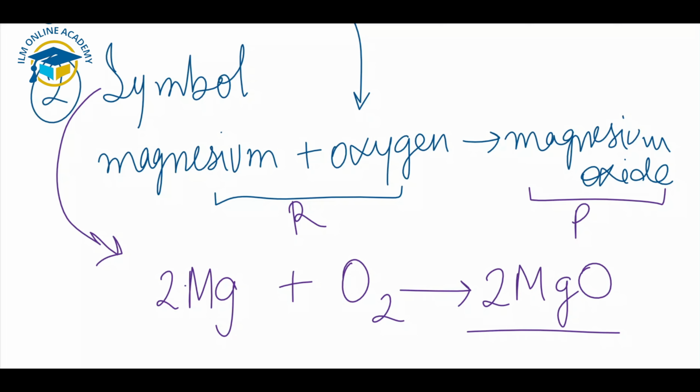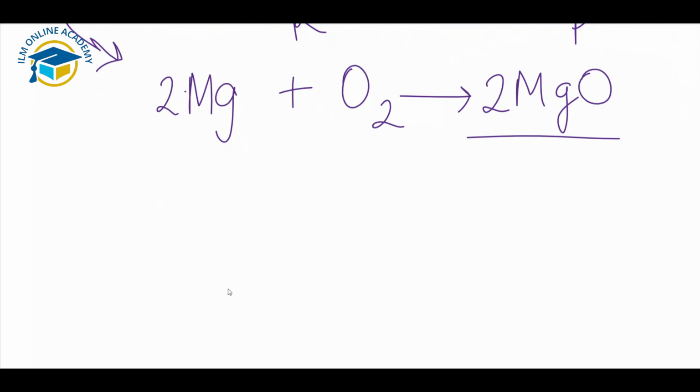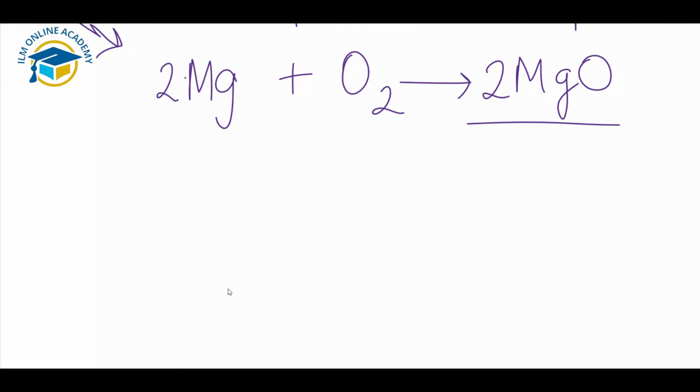Next, I have some examples. Now we'll write the balanced equation for the reaction between hydrogen and oxygen. When hydrogen and oxygen react together, they produce water. Each molecule of water contains one oxygen atom and two hydrogen atoms. It follows that one molecule of oxygen has enough oxygen atoms to produce two molecules of water, 2H2O.